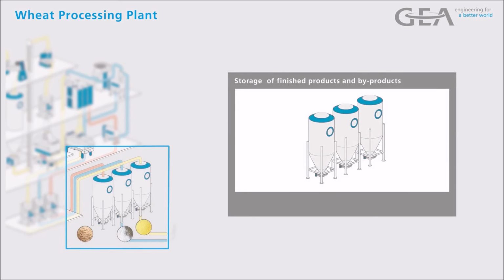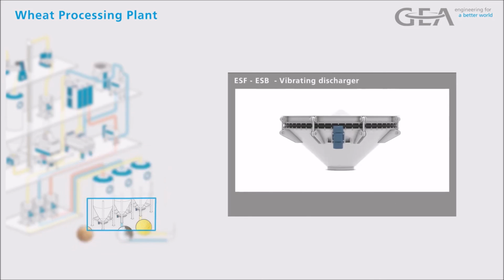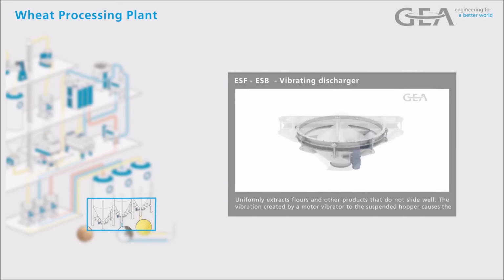Storage of finished products and byproducts. This is the final stage of the production process, in which the finished products and byproducts are stored in silos. ESF, ESB, vibrating discharger. Uniformly extracts flours and other products that do not slide well.